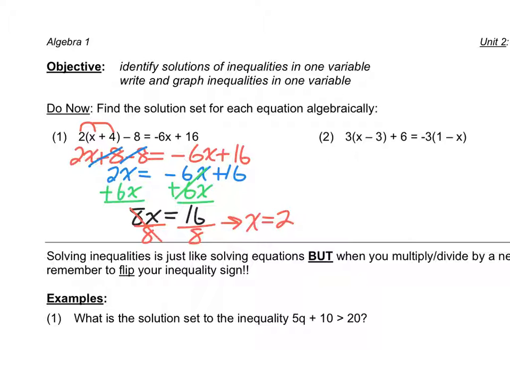Number 2, first move, distribute. We've got 2 instances where the distributive property has to happen. 3x minus 9 equals. Oh, this is even better. What do we get in the next step?